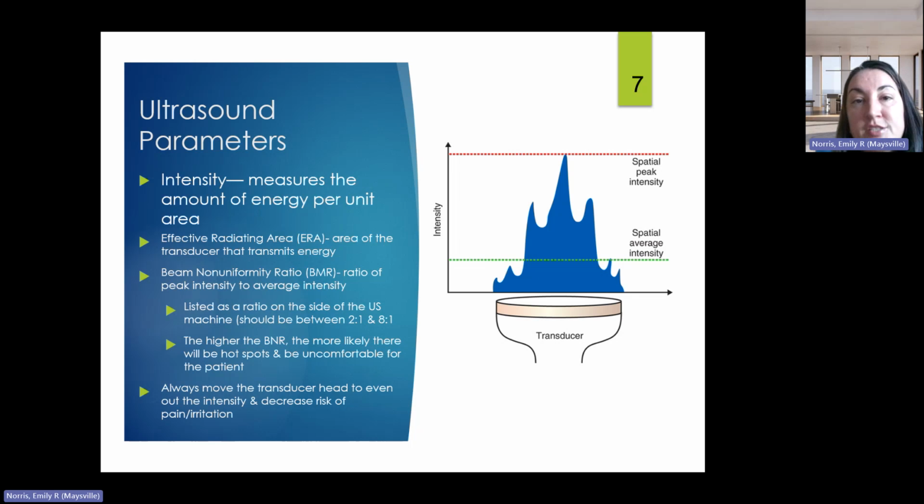You always want to move the transducer head. It evens out the intensity and decreases the risk of pain or irritation to an area. While you're doing an ultrasound, if somebody complains of a deep ache or that it's too hot or that there's any pain, first you would try to turn the intensity down and move the head either faster or over a little bit larger area. If those symptoms go away, then you could possibly continue the ultrasound. Just continue to ask how their symptoms are, how they're feeling. But if they don't improve, then I would go ahead and stop the ultrasound. It may not be appropriate for that person.